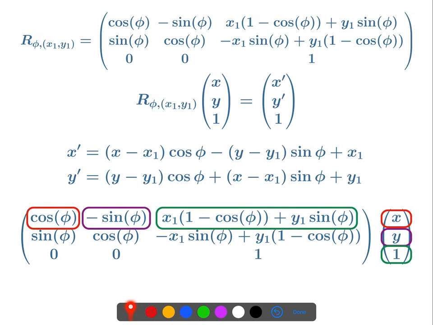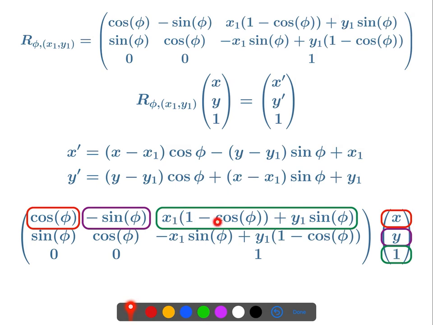So the cosine of phi gets multiplied by x, the minus sine phi gets multiplied by y, and this expression gets multiplied by 1. This should be the same value when I add those as x prime. We want the product of this and the first row to equal x prime. So let's check. We have x again times cosine of phi. We have an x times cosine of phi here. So that x cosine of phi comes from cosine phi here times x. We have a minus sine phi times y. That corresponds to this minus y times sine of phi.